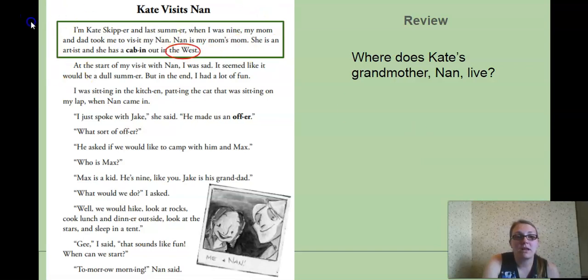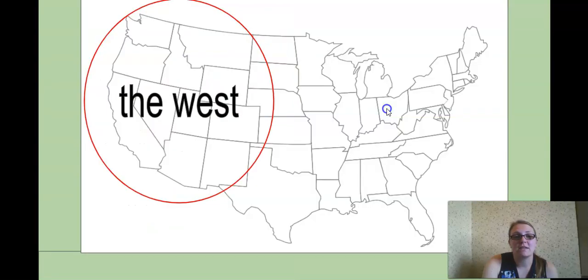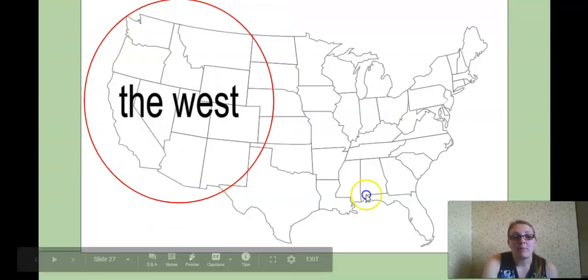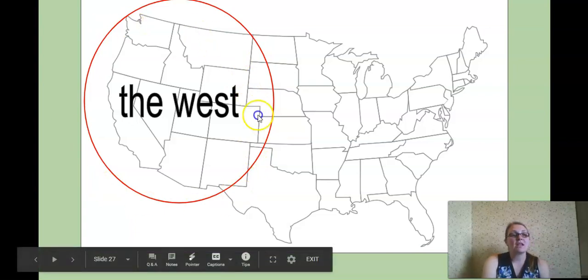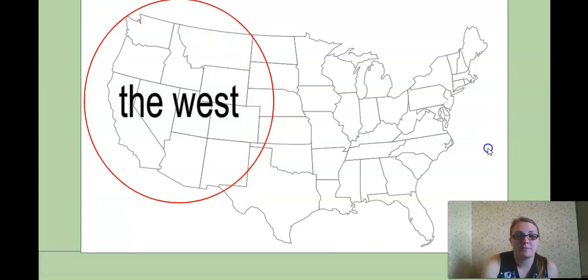So, rereading this first paragraph, we found that she lives in the west. Here's a map of the United States. This over here is New York State, where we all live. Over here, this part of the country is called the West. So Nan lives in the west, the western portion of the United States.